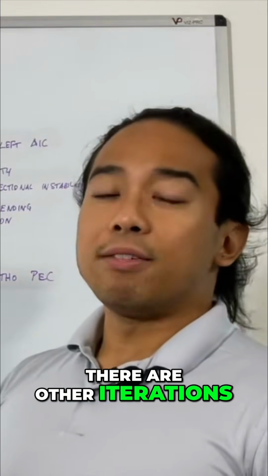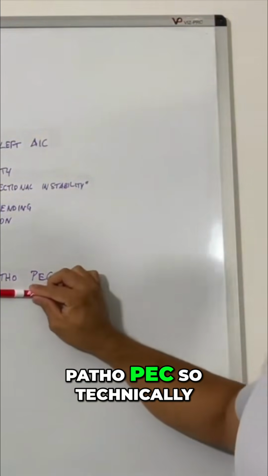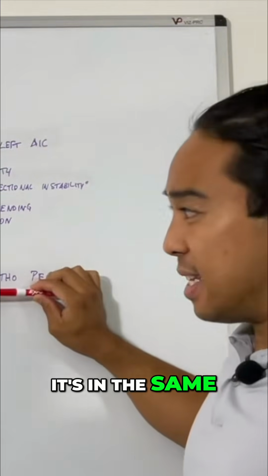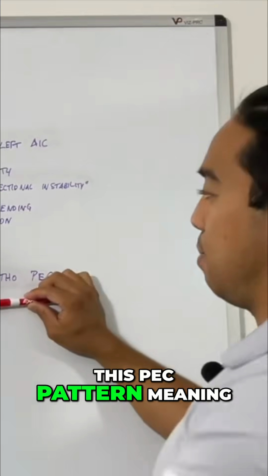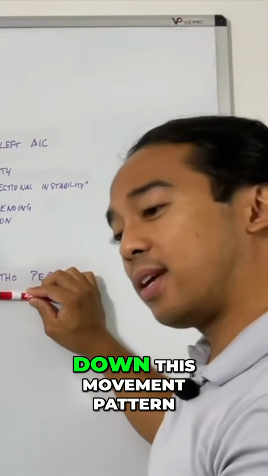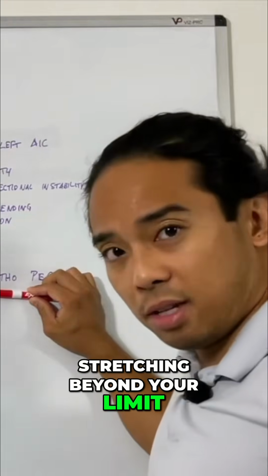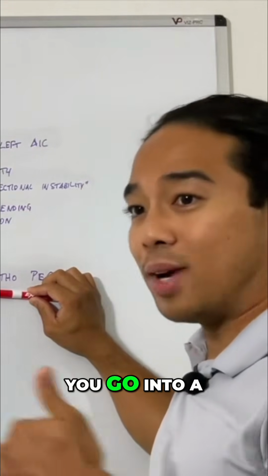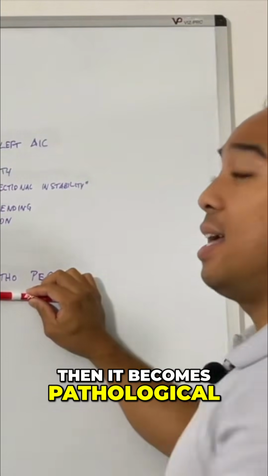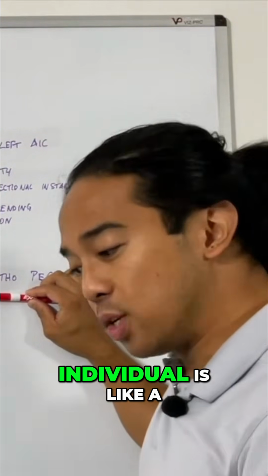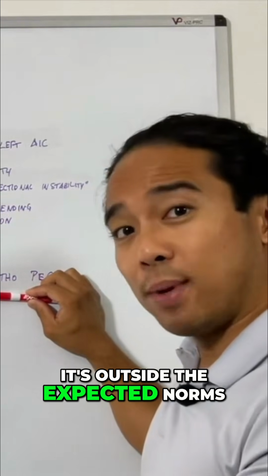There are other iterations of PEC, and over here, if you can see this, it says patho-PEC. So technically, it's in the same realm, but then there's just an offshoot of this PEC pattern, meaning you've gone so far down this movement pattern that now you are stretching beyond your limit. So there's sometimes when you go into a pattern and you stretch beyond your limits, and then it becomes pathological in nature. Not that an individual is like a pathological liar, but rather it's abnormal. It's outside the expected norms.